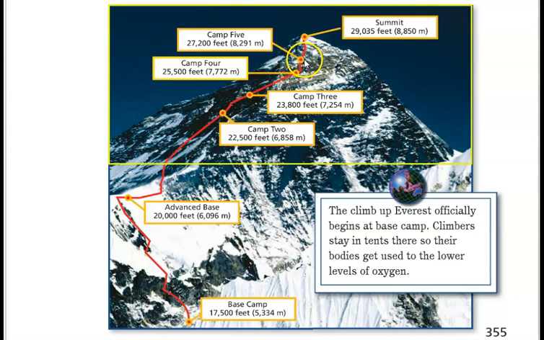Camp 5, notice that the distances are a lot shorter, right, to get from Camp 4 to Camp 5. And that's probably because as you get closer and closer to the top, it gets much more difficult, right, guys? So you're not able to travel as far for sure before you need to stop and take a break. So Camp 5 is 27,200 feet, which is 8,291 meters. And then the summit is the very top of Mount Everest, and it's 29,035 feet, or 8,850 meters. Wow.